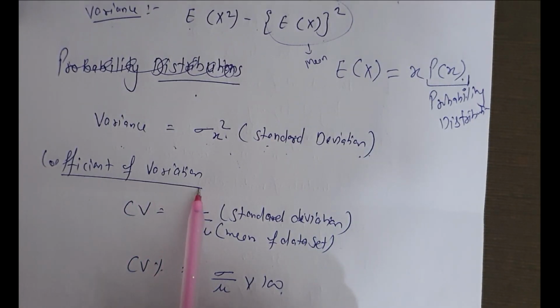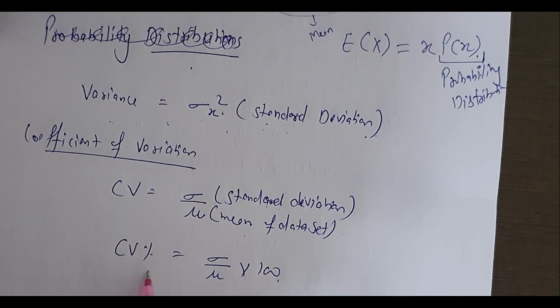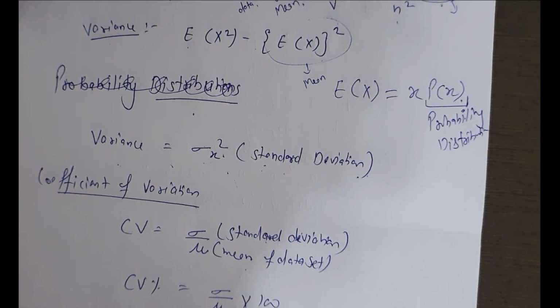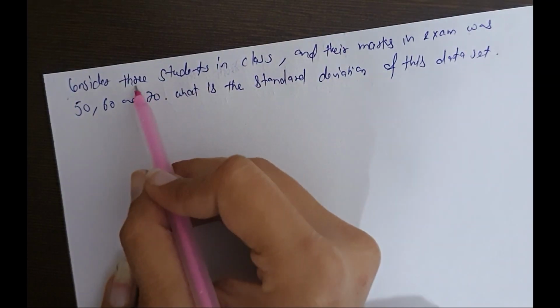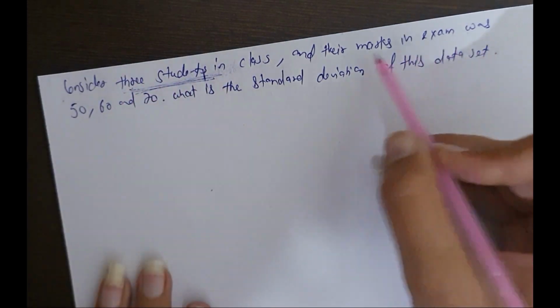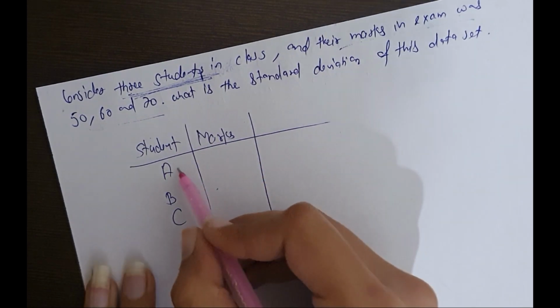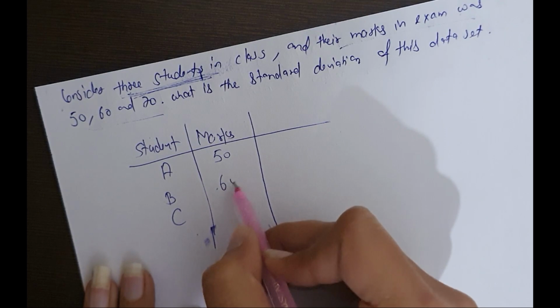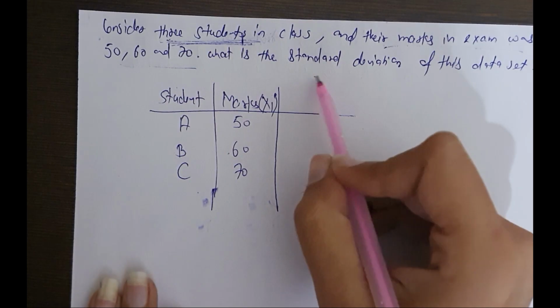Now what is the coefficient of variation? That is standard deviation upon mean of data. How do we find CV percentage? Standard deviation upon mean into 100. Now let's understand it with the help of an example. Consider 3 students in a class and their marks in exams are 50, 60 and 70. What is the standard deviation of this data set? This is the data, and their marks in exams are these. As 3 students are there, their marks are 50, 60 and 70. This is xi. Now we have to find its standard deviation.